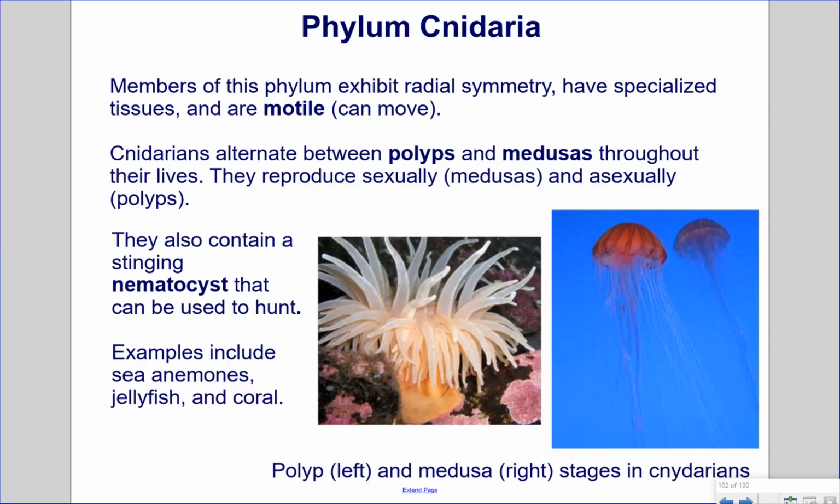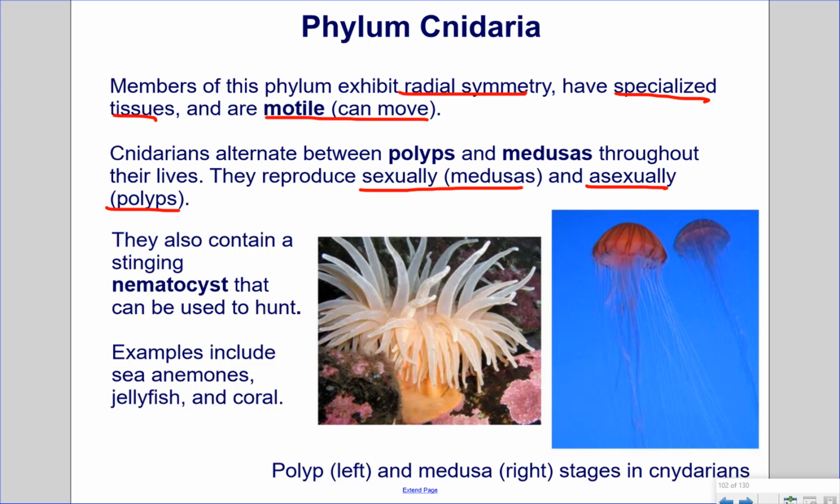Phylum Cnidaria. Members of this phylum exhibit radial symmetry, have specialized tissues, and are motile, meaning that they can move. Cnidarians alternate between polyps and medusas throughout their lives. They reproduce sexually as medusas and asexually as polyps.